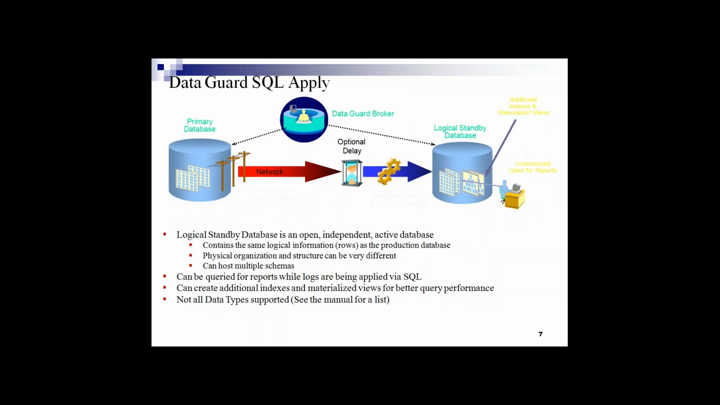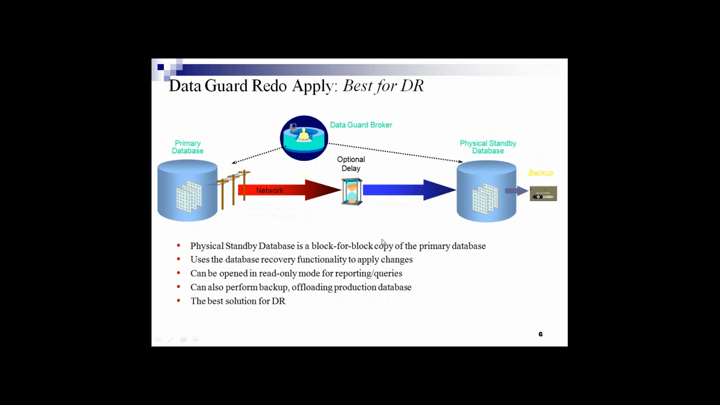This diagram basically depicts the physical standby database. We can see we have a primary database. Over the network, the data gets copied block by block to the physical standby databases. Optionally, we can also have a Data Guard broker. We'll be discussing these things later, so right now I'm not touching the Data Guard broker part.